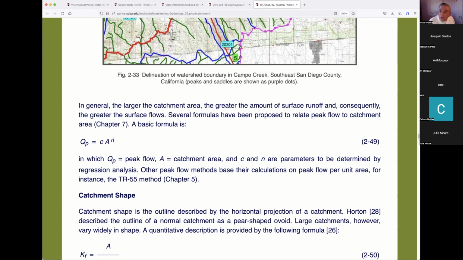For the peak discharge, Q sub P, in the area, they came up with a C and an N, which are empirical coefficients. So this was really an empirical formula, and therefore it was not really rational.